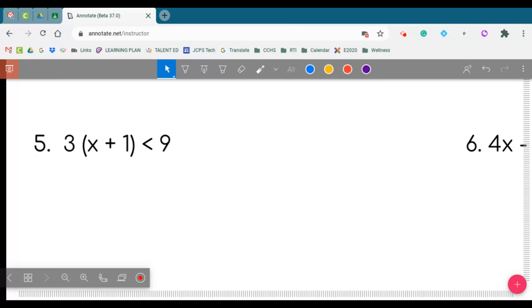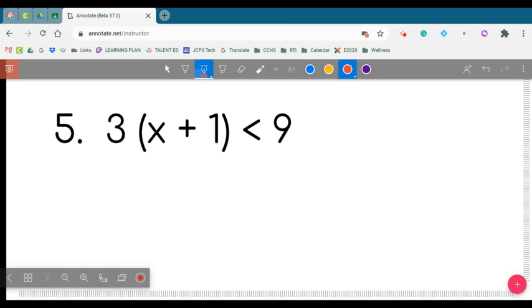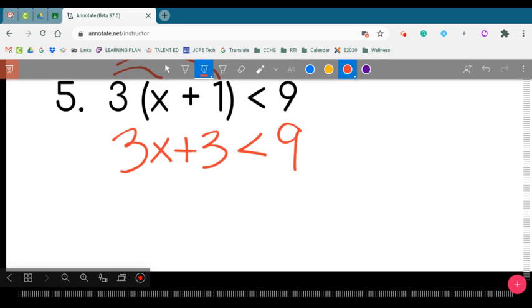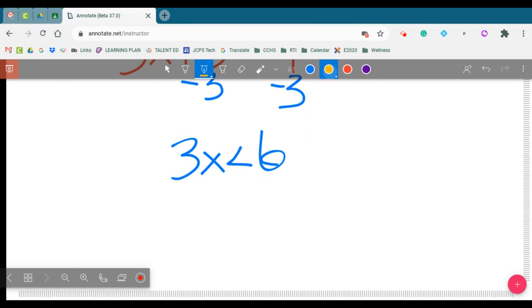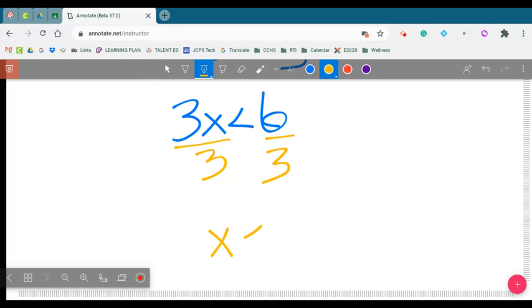So on number 5, our first step is going to be to distribute. We get 3x plus 3 is less than 9. Then we subtract our 3 over. We get 3x is less than 6. And then we divide both sides by that 3. We get x is less than 2. We don't need to flip our inequality sign because we didn't divide both sides by a negative number.